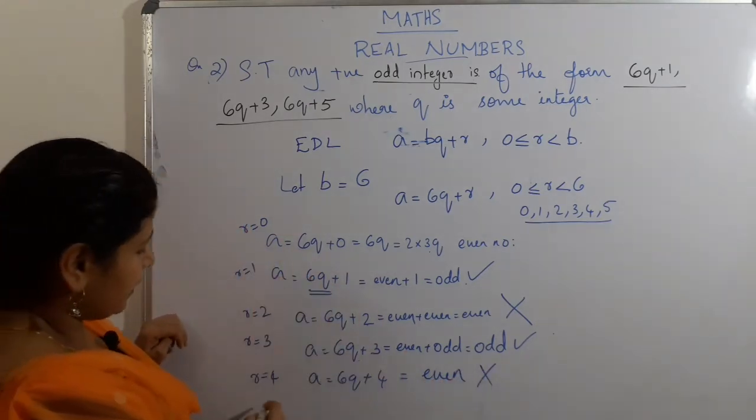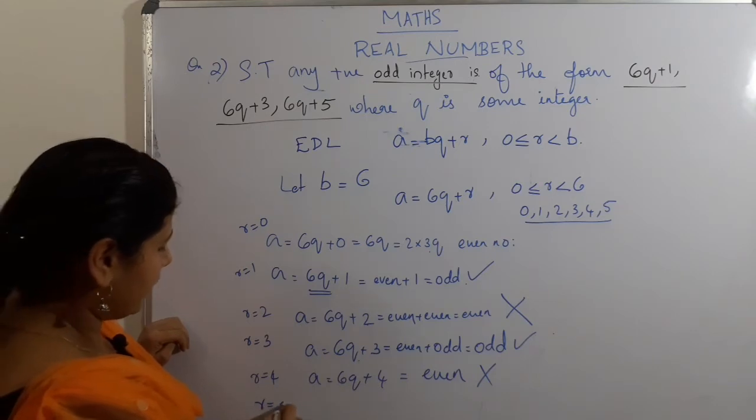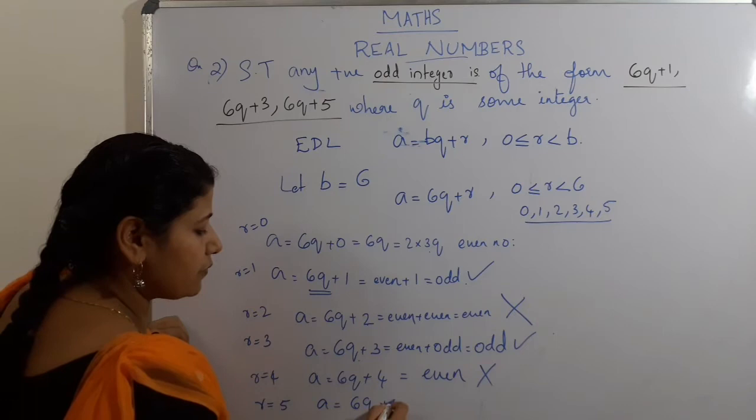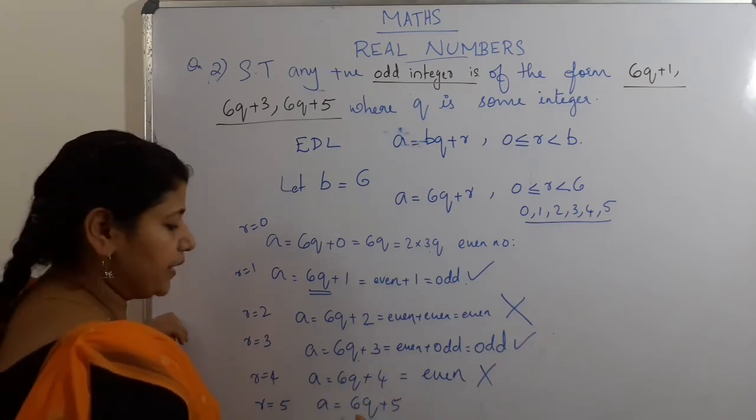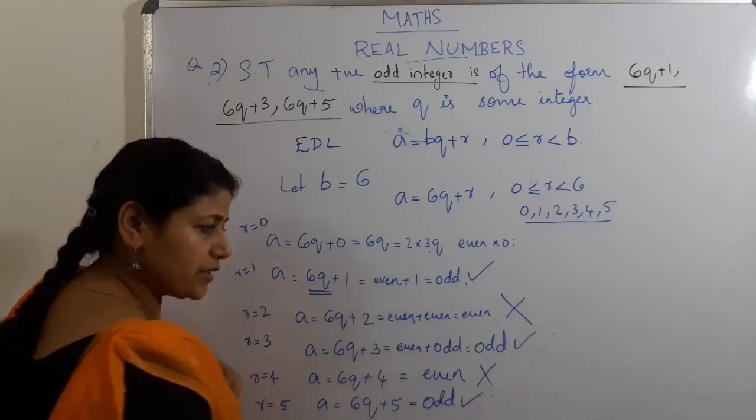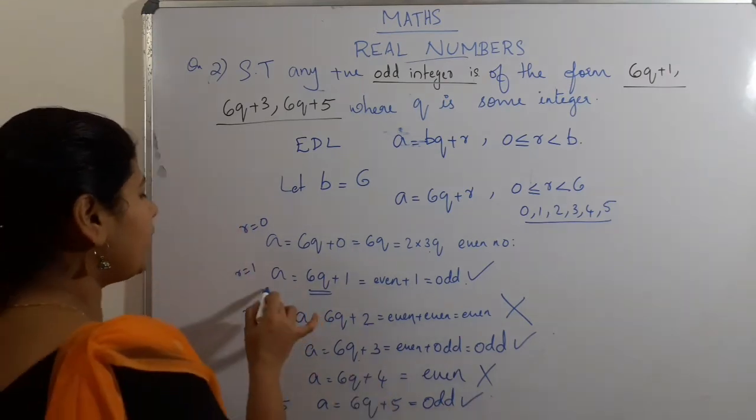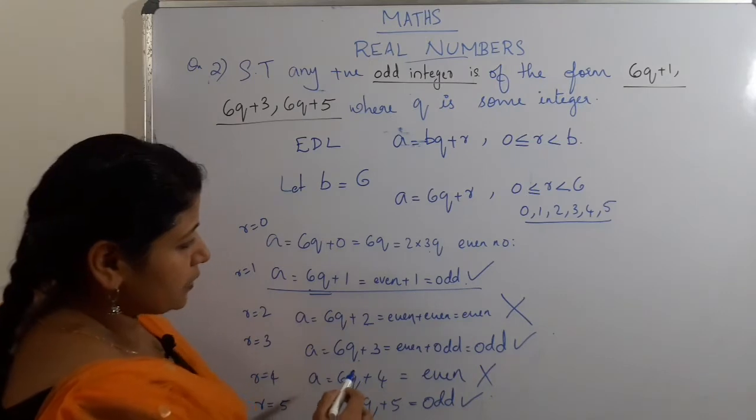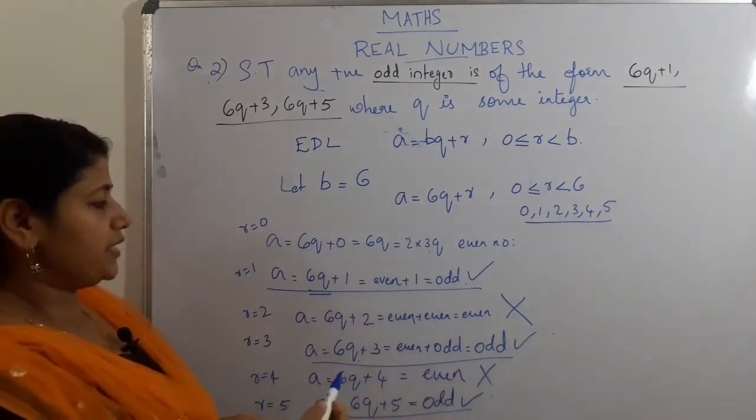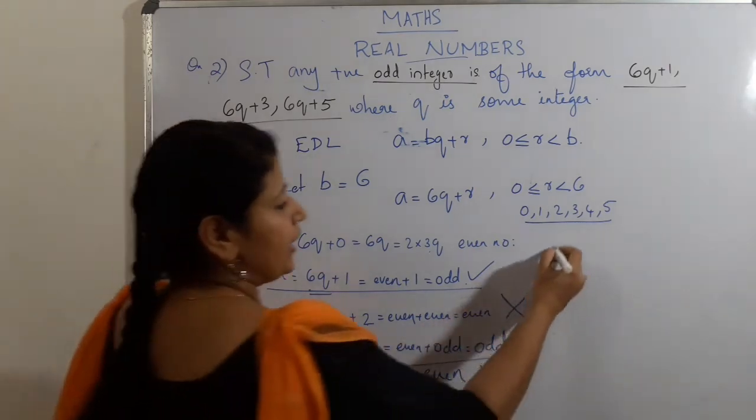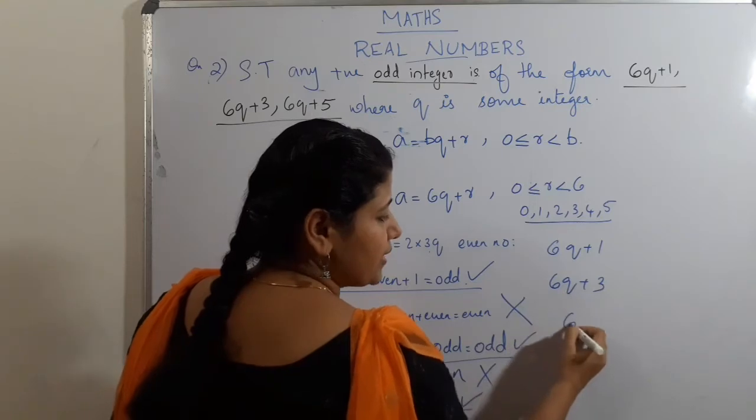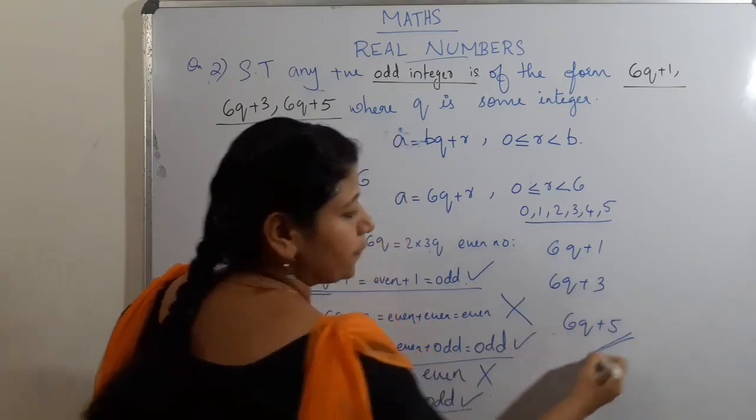This is also not possible. And r equal to 5. Okay, the last condition, r equal to 5. a will be equal to 6q plus 5. 5 is an odd number. Even number plus odd number will give an odd number. So this is a possible condition. So only these three conditions are possible. That means if a is a positive odd integer, it will be of the form either 6q plus 1 or 6q plus 3 or 6q plus 5.